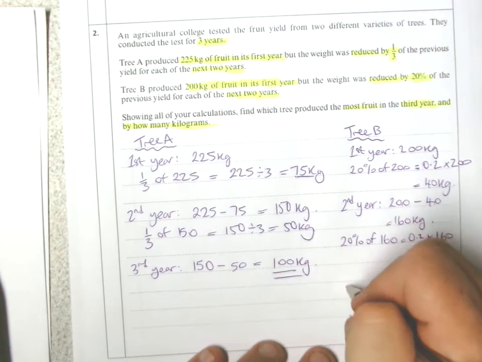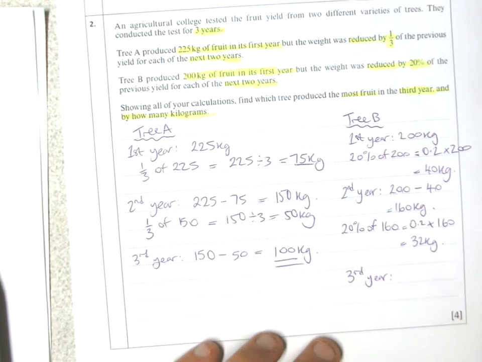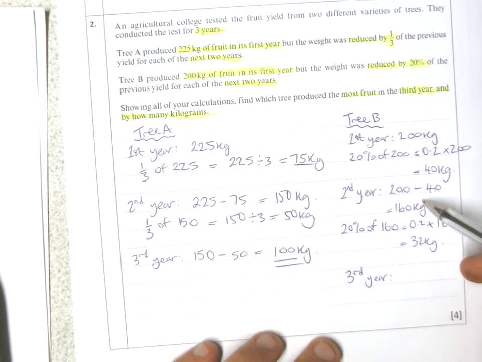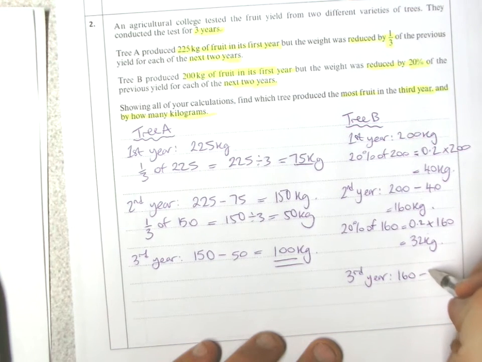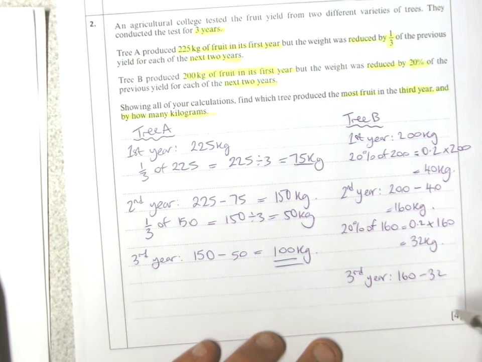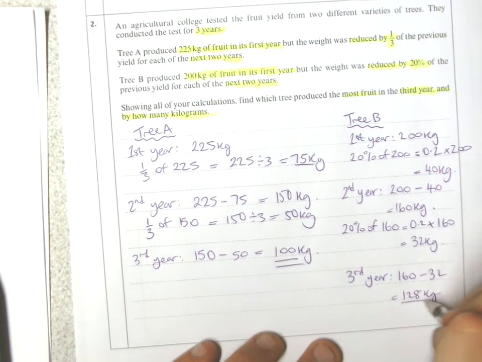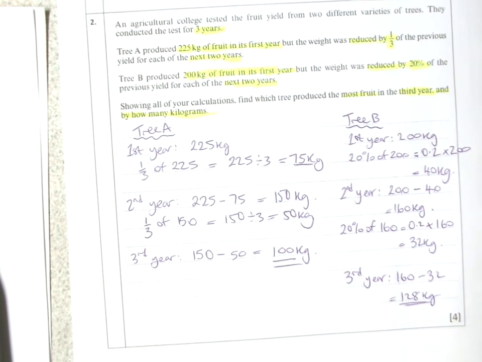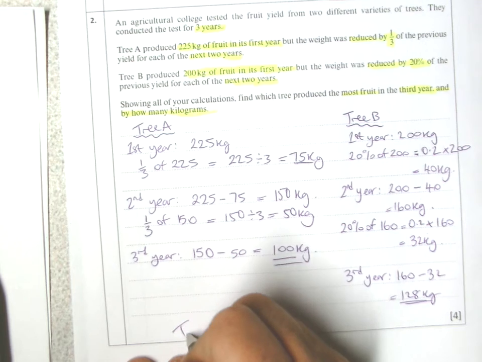So in the third year, we'd have 32 kilograms less than the previous yield. So it'll be 160 take away 32, and this works out to be 128 kilograms. So there you go. We've got tree B actually producing more fruit in the third year. So we can say that tree B produces more fruit.